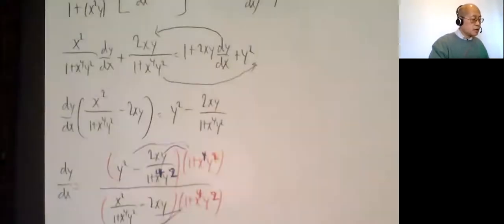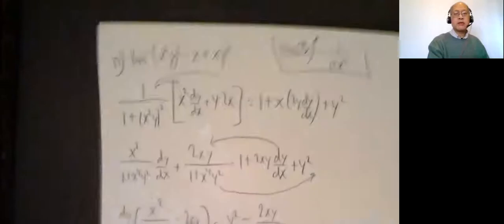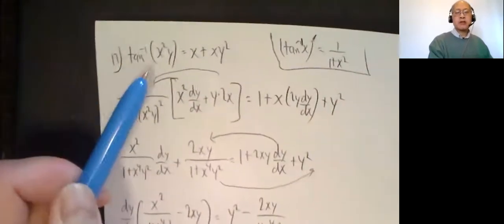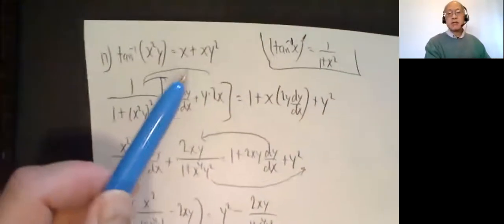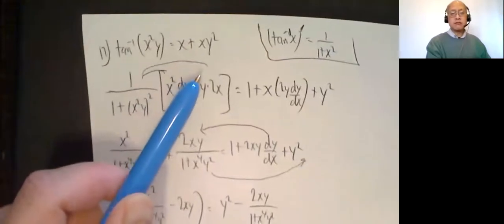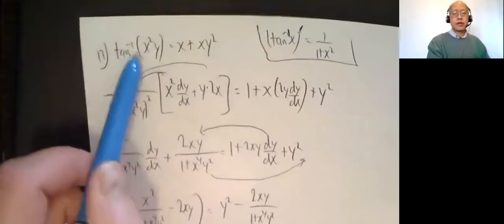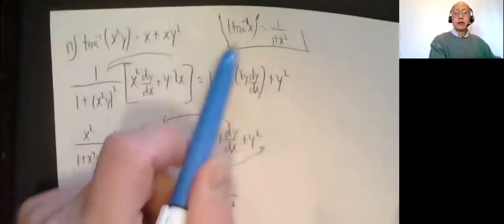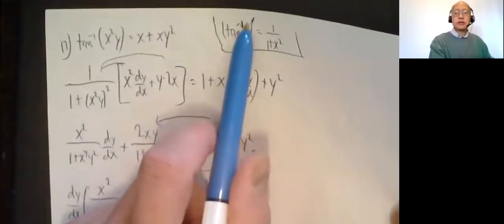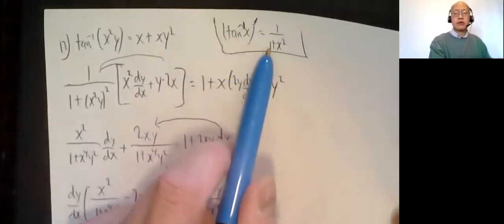Okay, and then 17, this last one. Inverse tangent of x squared y equals x plus x y squared. Okay, so what's the derivative of this? So the derivative of inverse tangent of x is one over one plus x squared.